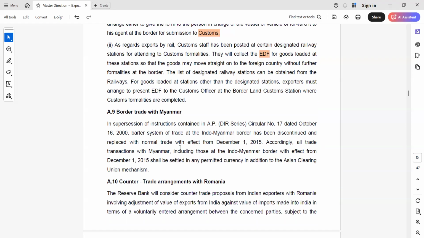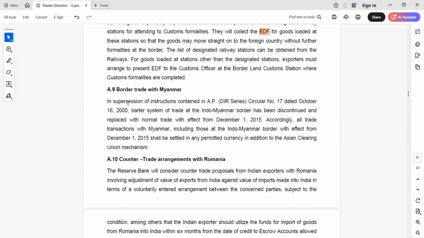Okay. So border trade with Myanmar. In supersession of instructions contained in AP (DIR Series) Circular 17 dated October 16, 2000, the barter system of trade at the Indo-Myanmar border has been discontinued.